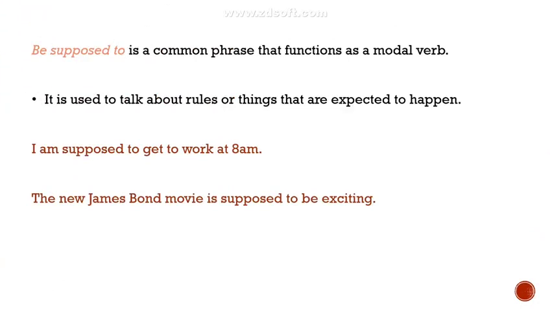Be supposed to is a common phrase that functions as a modal verb. It is used to talk about rules or things that are expected to happen or to be true. Examples: I am supposed to get to work at 8 means I expect to be there at 8. The new James Bond movie is supposed to be exciting. It means it is believed to be exciting.